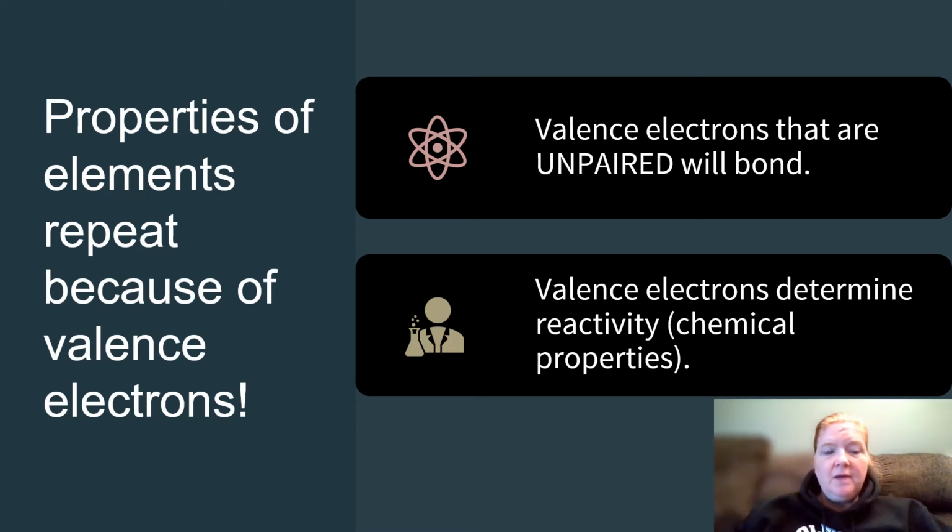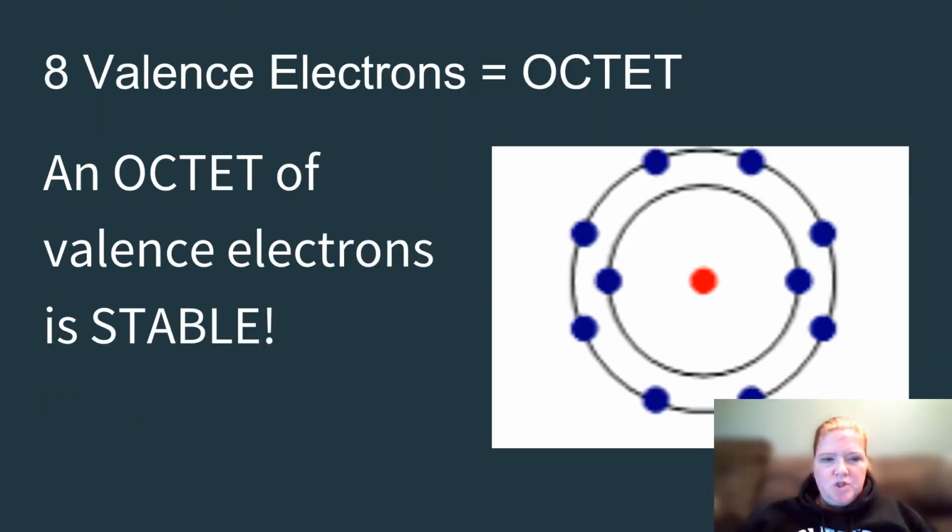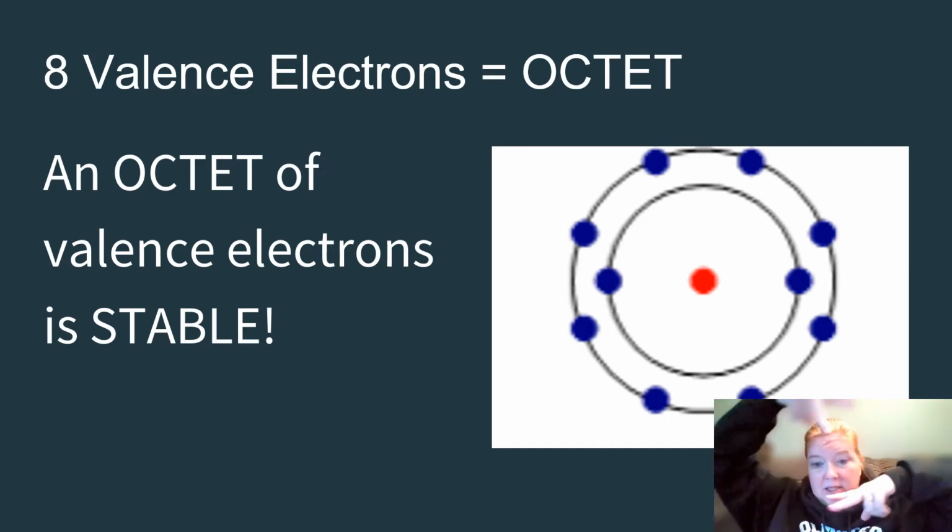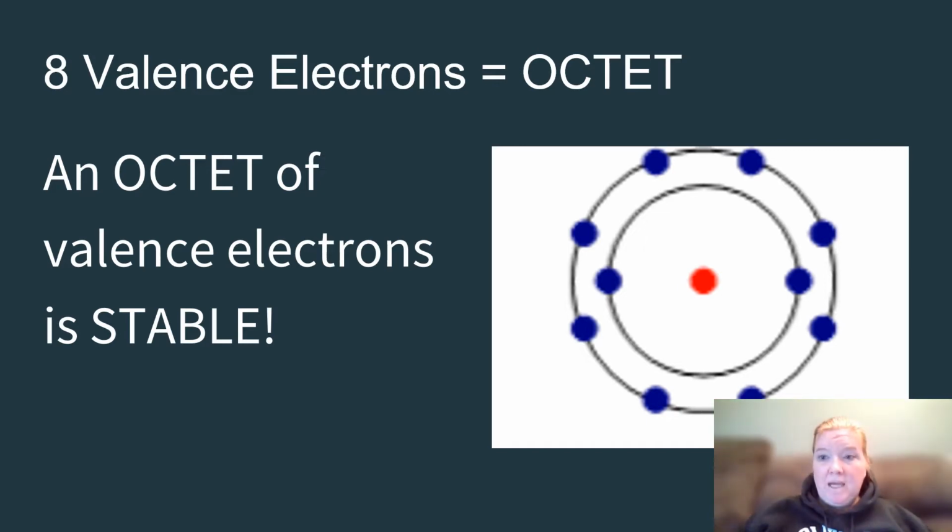All right, properties of elements repeat because of valence electrons. Valence electrons that are unpaired are going to bond, and valence electrons determine chemical reactivity as well as chemical properties. So 8 valence electrons is an octet. An octet of valence electrons is stable because each of those valence electrons is going to be paired up.